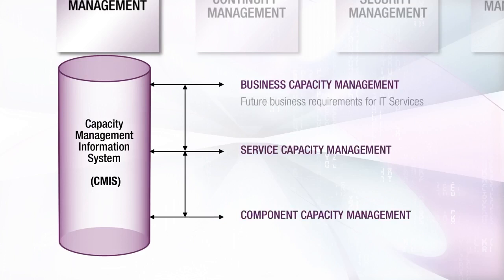The business capacity management sub-process translates business needs and plans into requirements for service and IT infrastructure, ensuring that the future business requirements for IT services are quantified, designed, planned, and implemented in a timely fashion. This can be achieved by using the existing data on the current resource utilization by the various services and resources to trend, forecast, model, or predict future requirements.